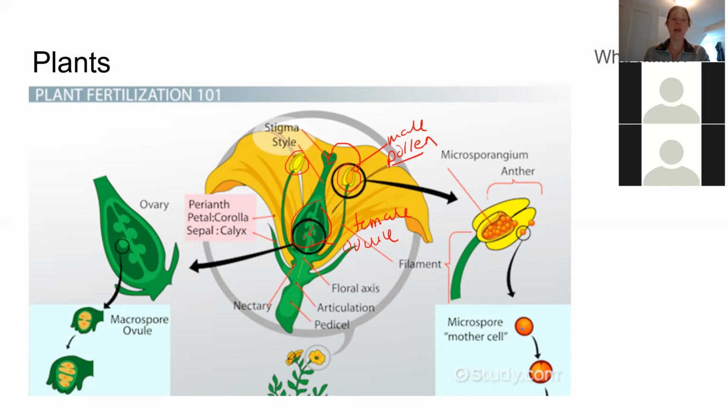Or we can have things like butterflies, bees, other pollinators can help with the pollen. Or I can get pollen from a different plant nearby that can come into contact with this female sex organ and pollinate the egg, the ovule. So that's why plants can sometimes do sexual and sometimes do asexual reproduction.